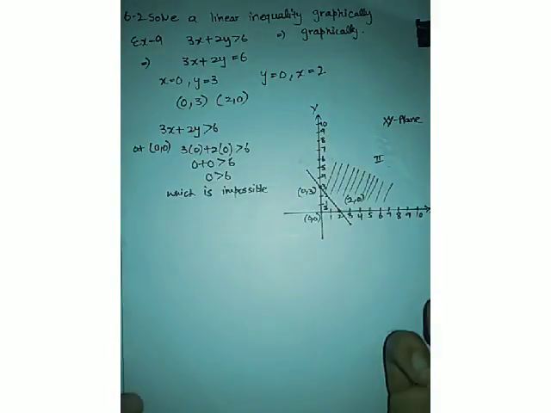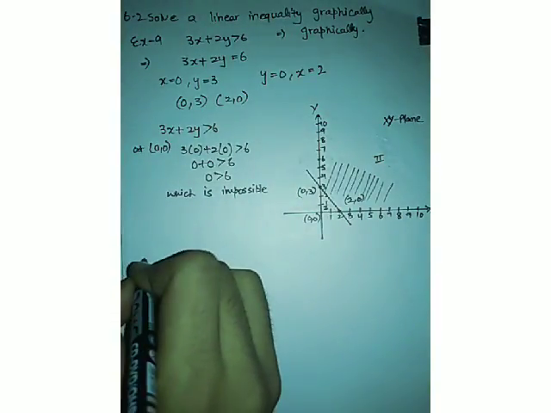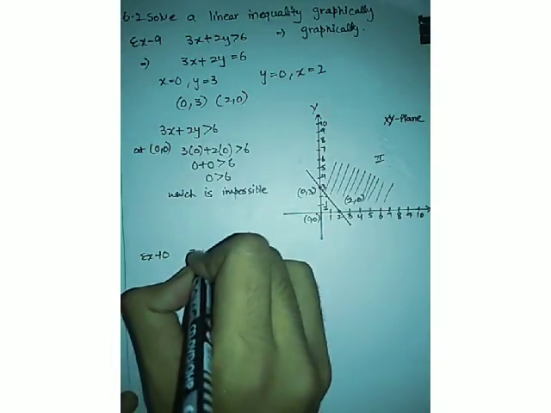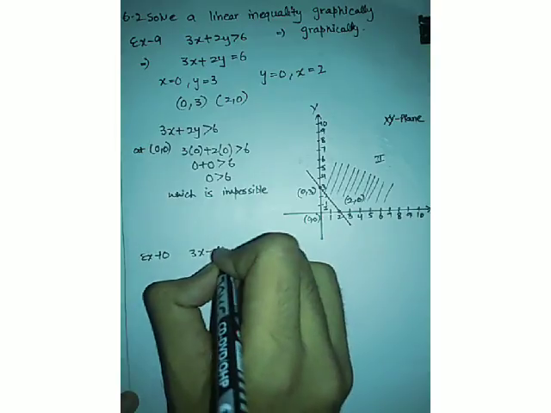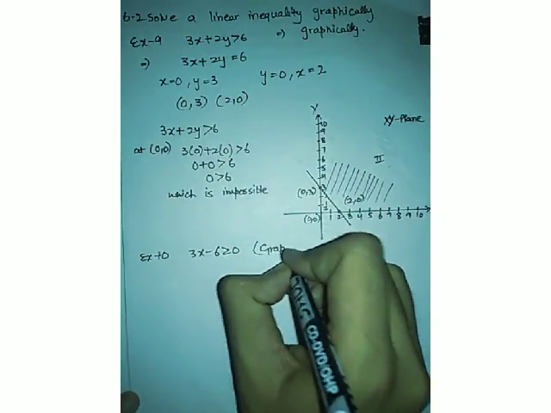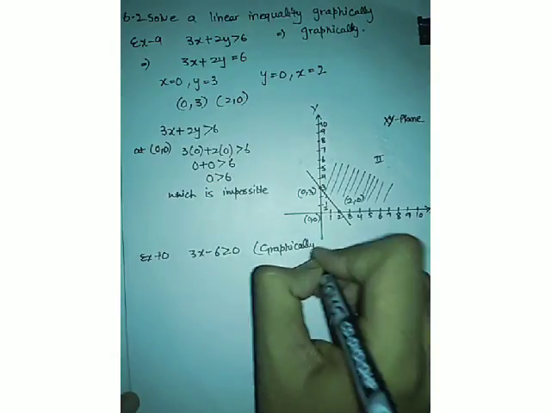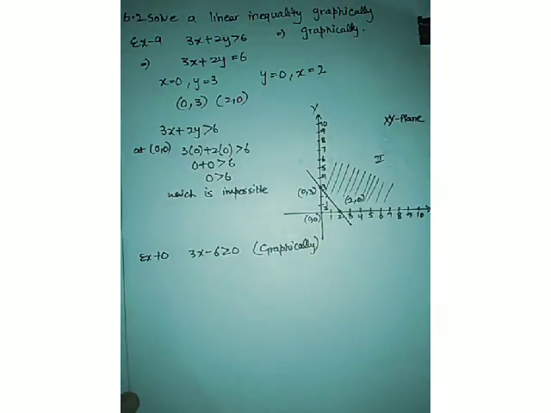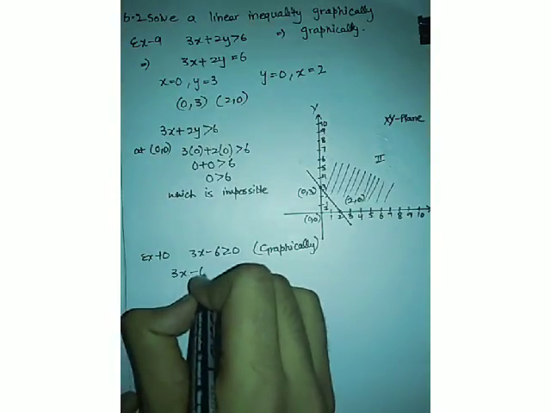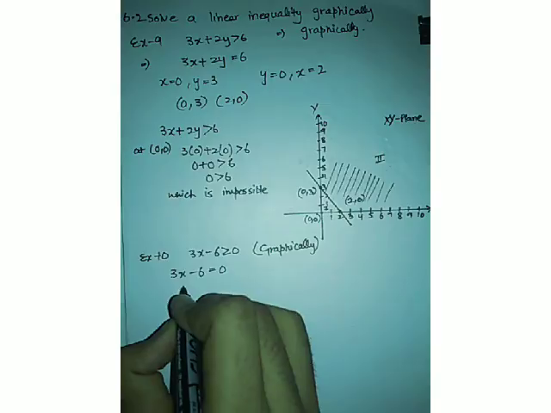All right, so let's move to the next example. What's the next example? That is example 10. The inequality given is 3x - 6 ≥ 0. We also have to solve this graphically only. Now we will again go by the same steps only. That firstly consider the equality. Consider the equality. What will you get?